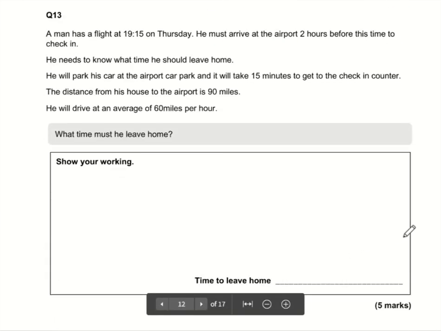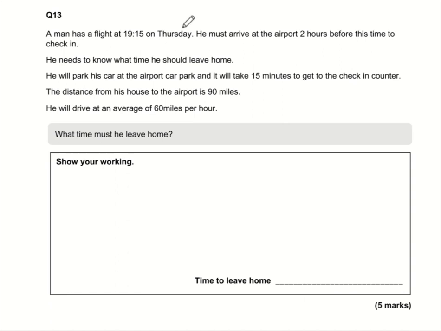Question number 13. A man has a flight at 19:15 on Thursday. He must arrive at the airport 2 hours before this time to check in. So before I even read on any further, in my head I'm taking 2 hours off that, 17:15. He needs to know what time he should leave home. He will park his car at the airport car park, and it will take him 15 minutes to get to the check-in counter. I'm going to subtract 15 minutes from that, so that is 1700. The distance from his house to the airport is 90 miles, and he's driving at an average speed of 60 miles per hour. So I need to work out the time taken given that information.